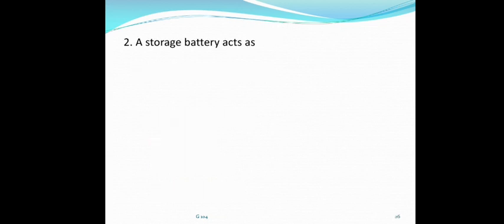A storage battery acts as electrolytic cell, galvanic cell, both, or fuel cell. You know that a storage cell means it stores the electrical energy as chemical energy. That means whenever you discharge, it acts as a galvanic cell. Whenever you charge, it acts as an electrolytic cell. So that's why it acts both as an electrolytic cell and a galvanic cell. So the correct option is C, both.